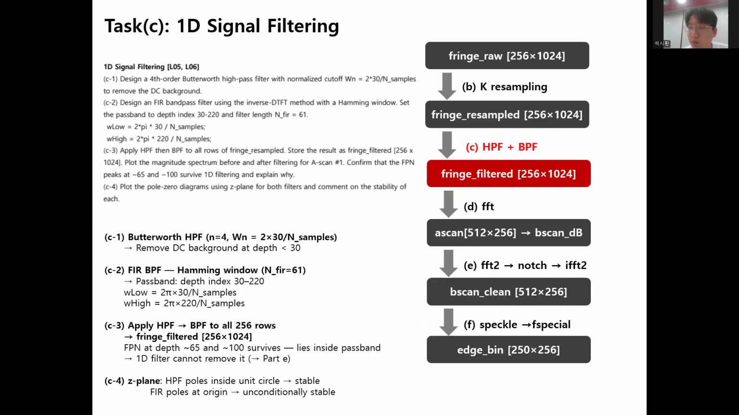Task C applies two 1D filters. First, a fourth-order Butterworth high-pass filter removes the DC background below depth 30. Second, an FIR bandpass filter designed using the inverse DTFT method with a Hamming window passes only depth 30 to 220. Importantly, the FPN at depth 65 and 100 lies inside the passband, so it survives both filters. This motivates the 2D notch filter in task E.